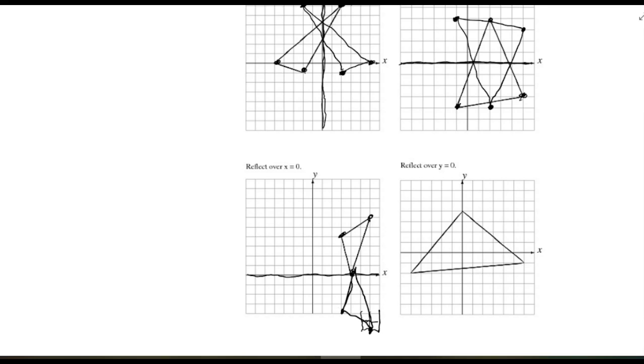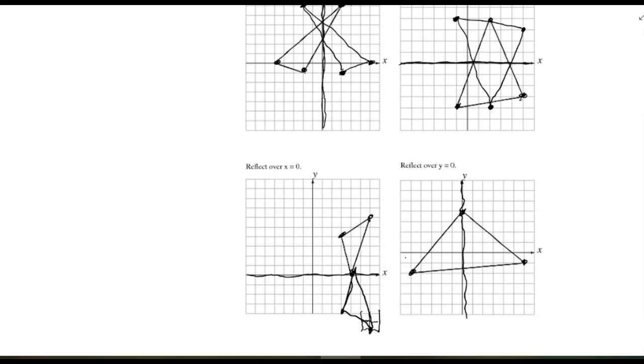So again, it's the same triangle, just flipped over the x-axis. It's just reflected over x equals 0. So let's try our last example. Let's try reflect this over y equals 0. So once again, y equals 0 is just this line. It is the y-axis. So let's highlight our points right here, and right here.